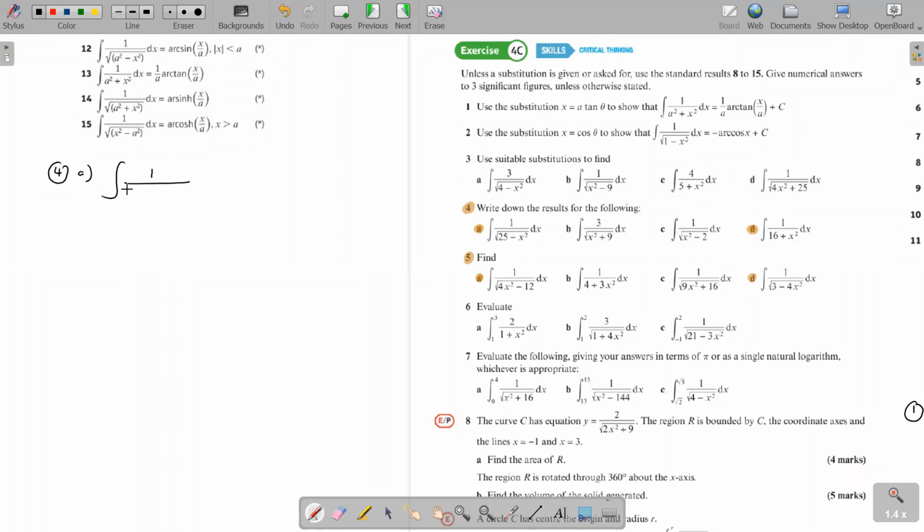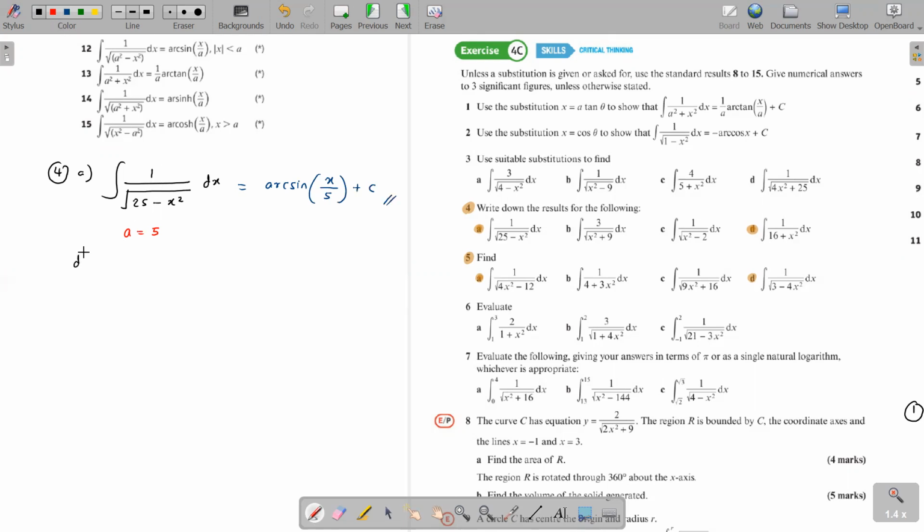Integration of 1 over root 25 minus x square. Which rule does it fall under? Rule number 12, root a square minus x square. You can see here, a square is 25, which means a is 5. So when we use the rule, we get arcsin of x over a, which is 5, plus c. That's it. Simple as that.